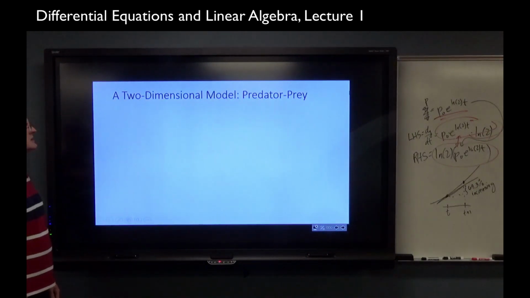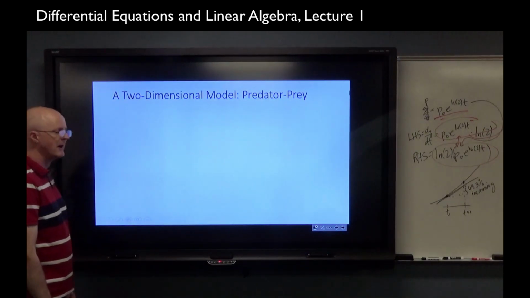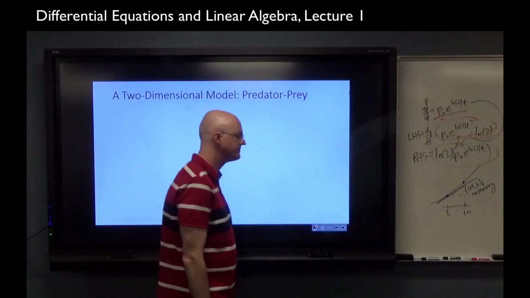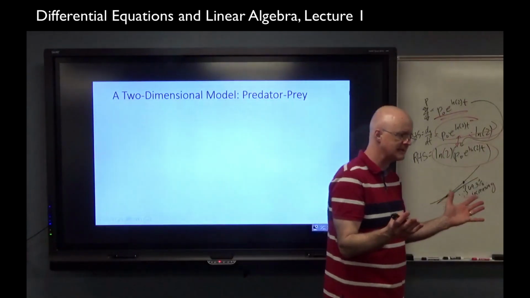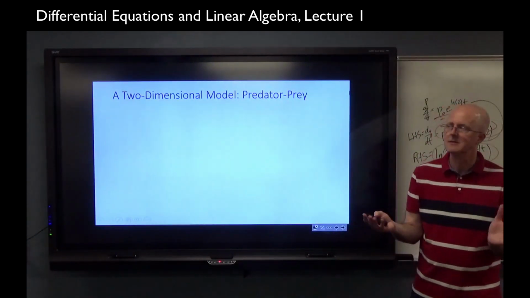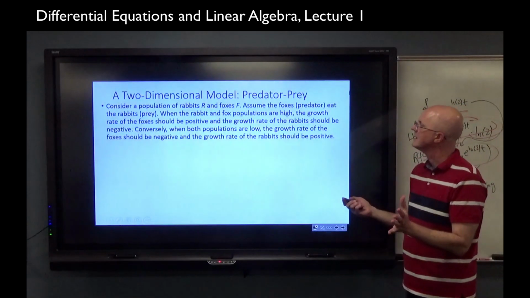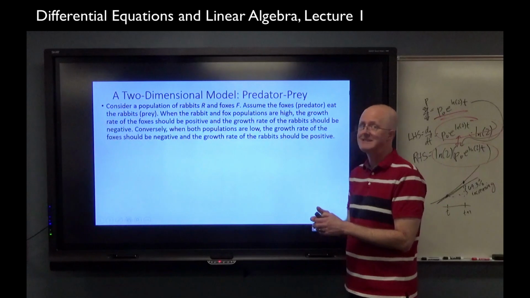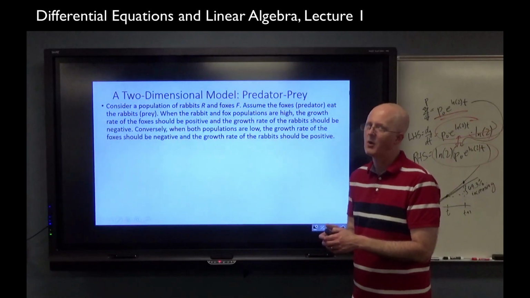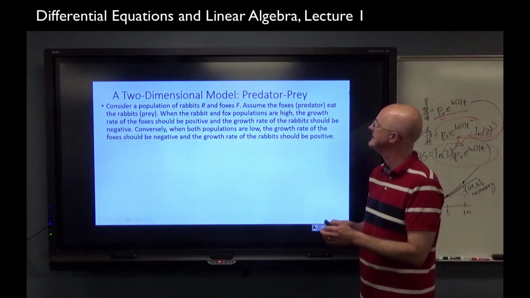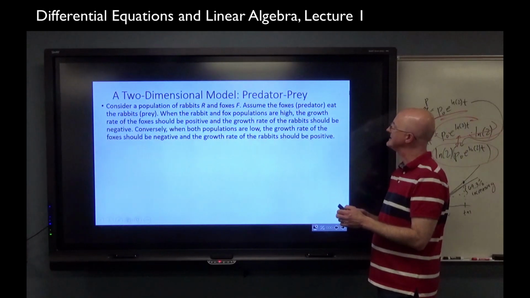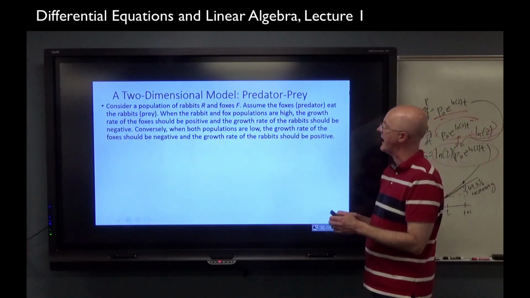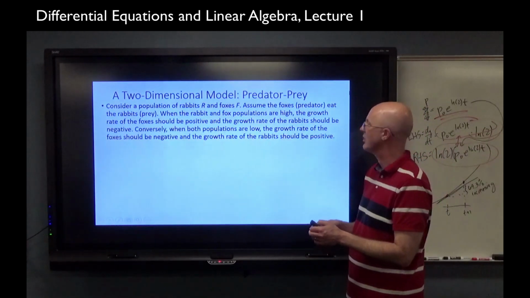All right, here's a two-dimensional model, a predator-prey model. This is the second to last slide here. Just want to introduce this two-dimensional model. Consider a population of rabbits, R, and now foxes, F. Is this Zootopia? No, the foxes want to eat the rabbits. Assume the foxes, the predator, eat the rabbits, the prey. This is a predator-prey model.